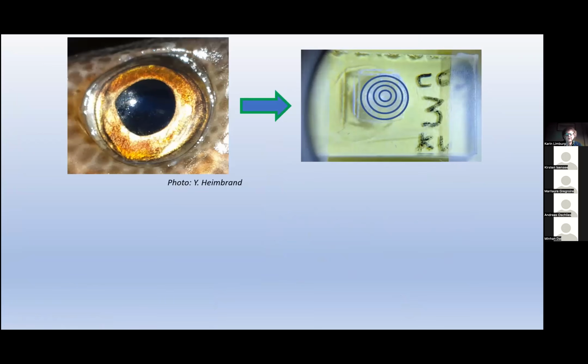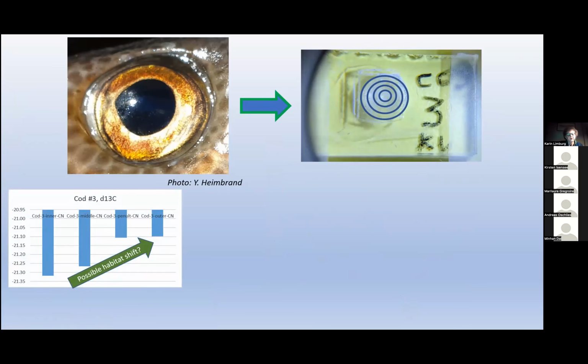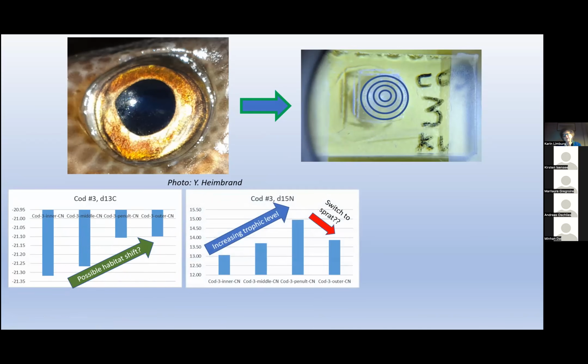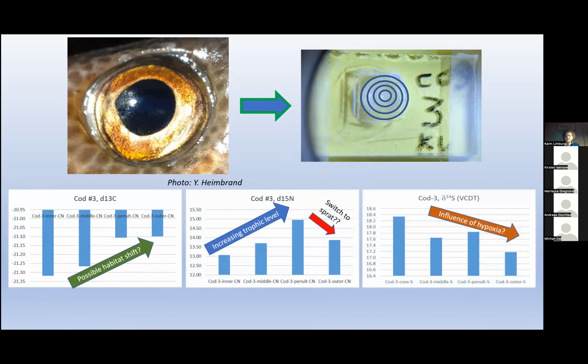Without going into too much detail, this is just some quick results from a pilot study, showing how one can extract different layers and analyze them for the 3 different isotopes I just mentioned. Here we can see from the inner core all the way to the outer ring measurable changes in carbon, maybe shifting habitat, nitrogen actually going up and then down, maybe showing us a shift of diet, and then also changes in sulfur here. So this is just to demonstrate how we can do that.